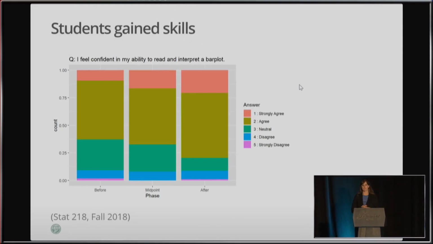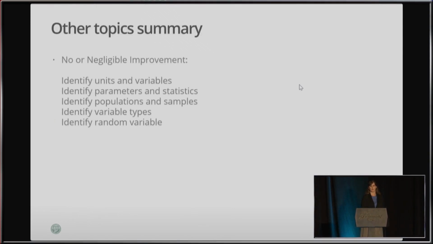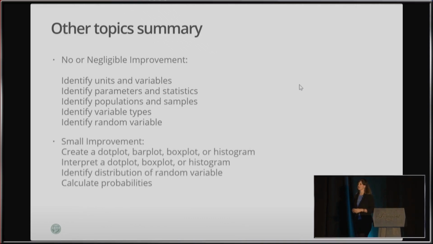I was hoping to find some improvement over concepts, and I didn't actually really find that. Mostly anything that was about identifying aspects of data or describing aspects of data, they did not self-report improving, although anecdotally I do feel that they did. And then there were small improvements for anything to do with creating or analyzing plots, and a little bit to do with calculating things.